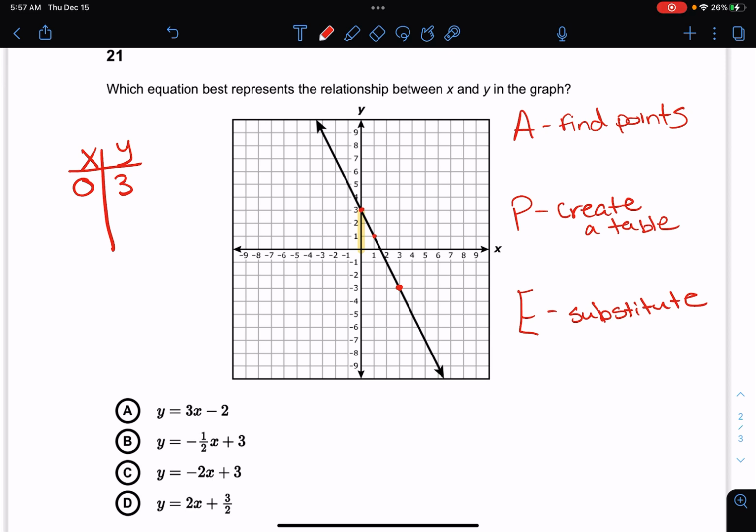Okay, so then we're going to go ahead and get to our next point, right at this dot. How am I going to get to that point? Again, I start at 0, 0. Do I move left or right? Well, I move over right 1, and then I go up 1. So that means my x is 1 and my y is also 1.